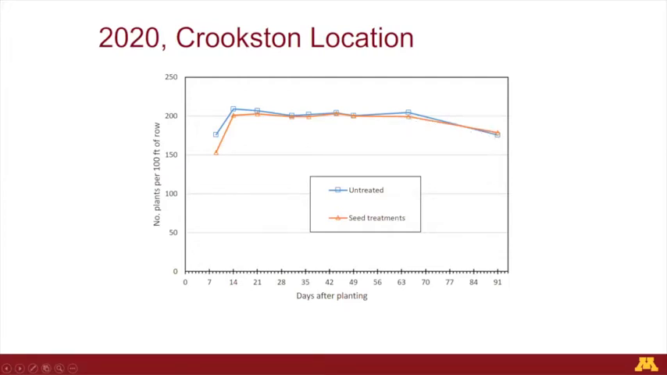But as we go beyond 9 to 10 weeks after planting, both untreated control and seed treatments were losing, right? So I want to emphasize for seed treatments, the best protection for Rhizoctonia is probably up to 4 to 5 weeks after planting, right? So don't count on them forever.